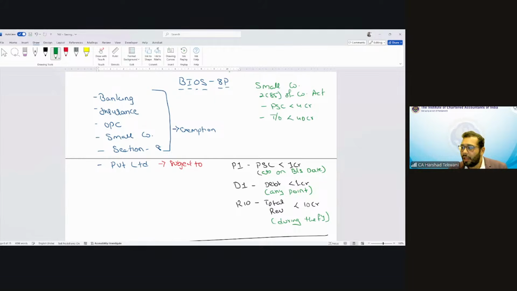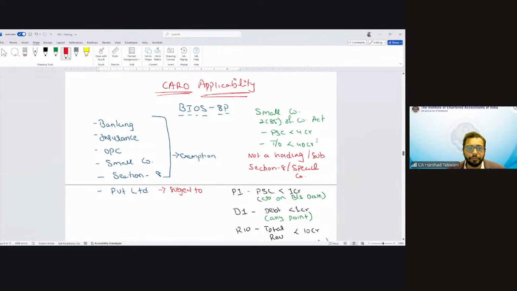If these two conditions are satisfied, plus apart from this, another condition is it should not be a holding company or a subsidiary company, a company registered under Section 8, or a company or body corporate governed by any special act. So a private limited company can only be a small company when these two conditions are satisfied and it is not a holding, subsidiary, Section 8 and special company governed by a special act. Okay, if these conditions are satisfied, then only you can say this is a small company. Otherwise, it is not a small company. Clear?